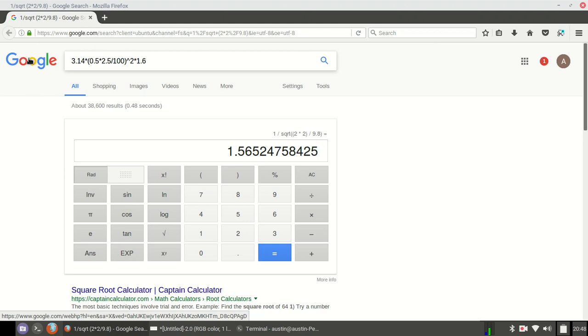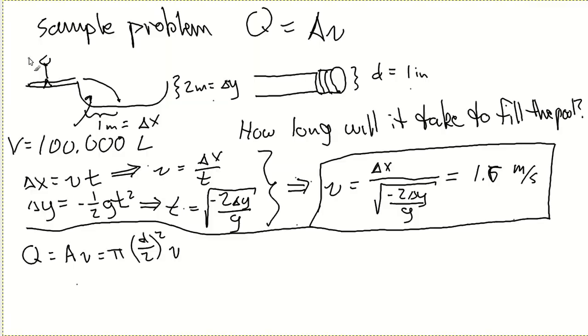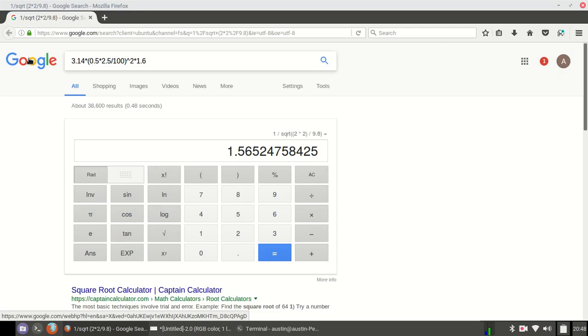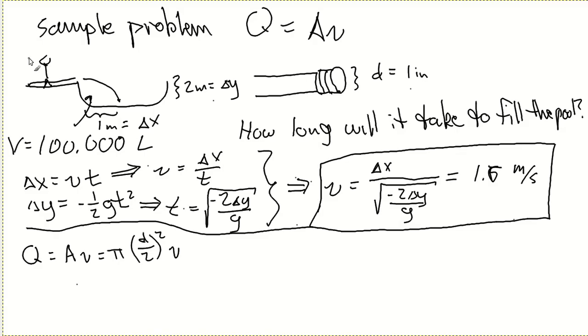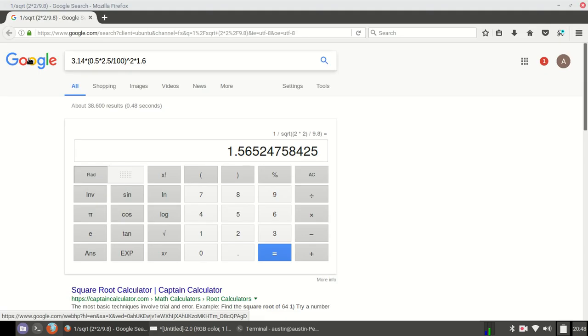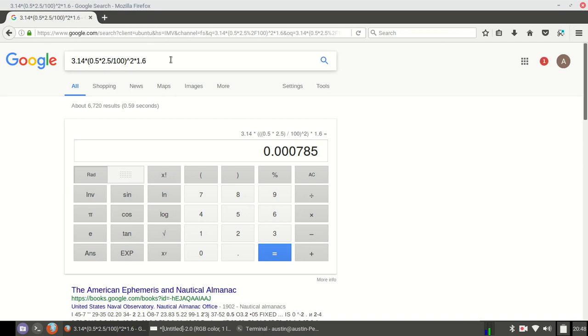Let's see. Did I get that right? Pi d over 2, that's half an inch, times 2.5 converts that to centimeters, divide by 100, that converts it to meters, and then we square it, and velocity of 1.6 meters per second, and the volume rate of flow is 0.00079.